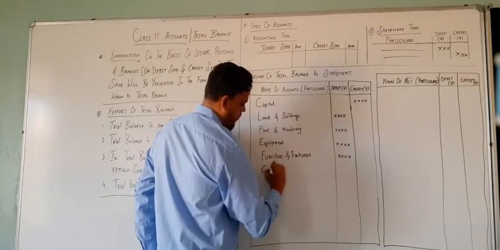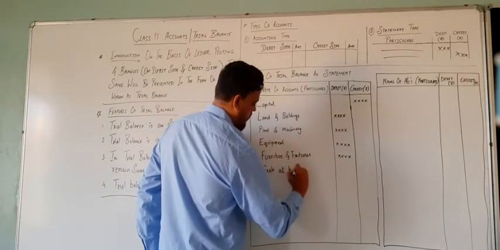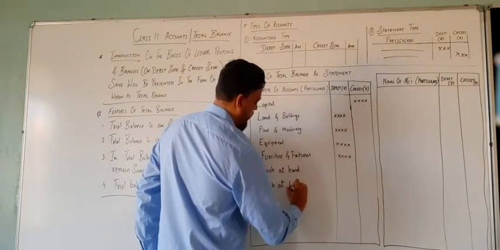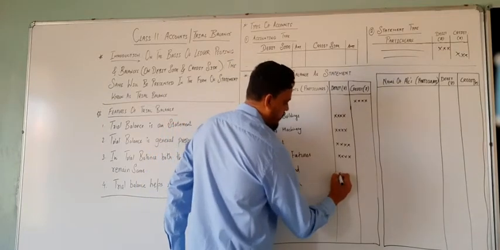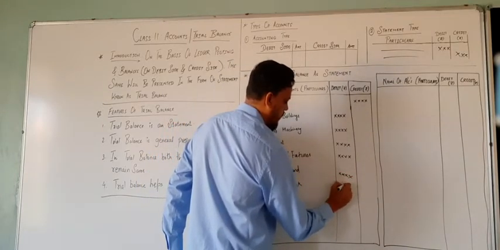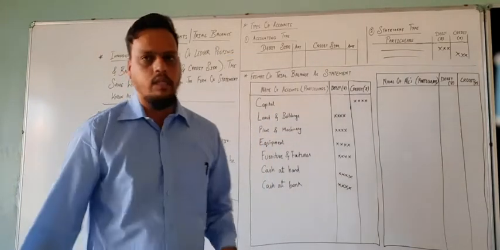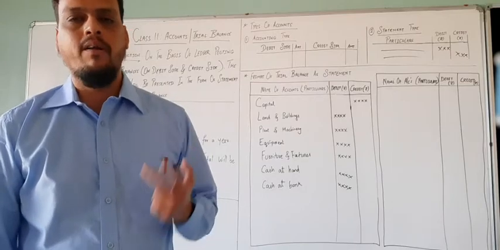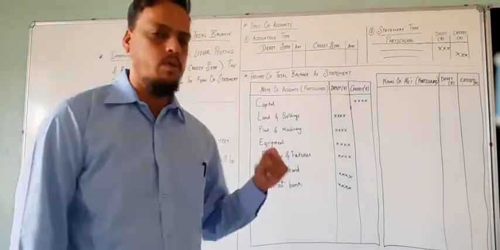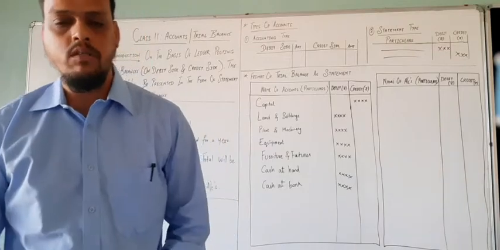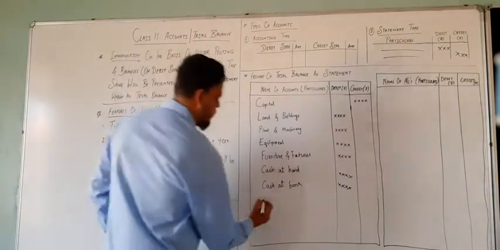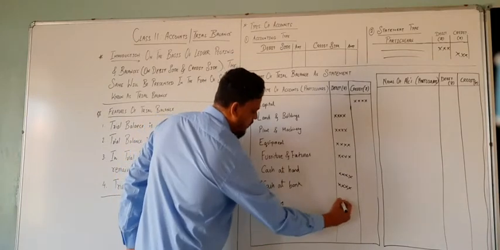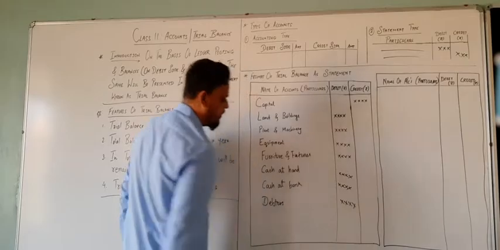Then cash at hand, cash at bank. Amount will be on the debit side. Be careful with this statement. You have to copy this in your regular notebook. So be sure that the content I am writing on the board goes into your notes. Next part is debtors. Debtors amount will be on the debit side.